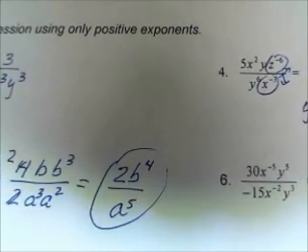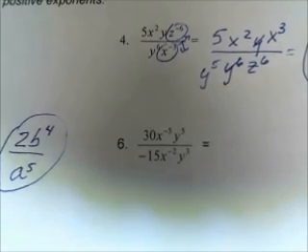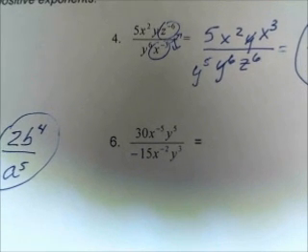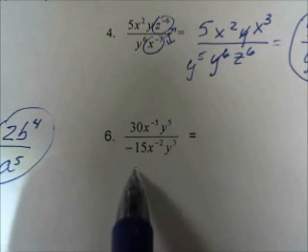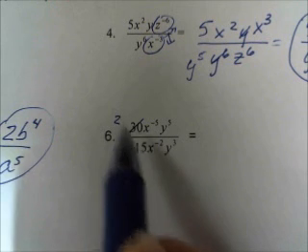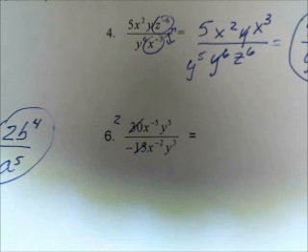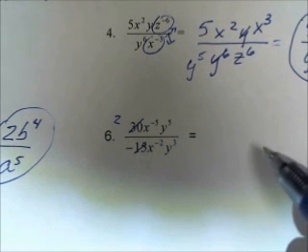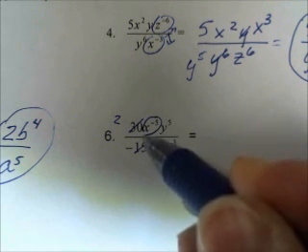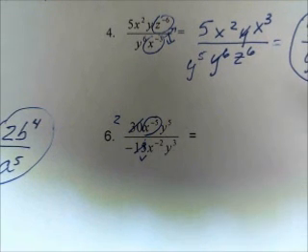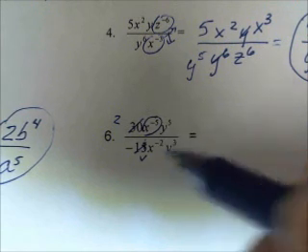And number 6. Again, we want only positive exponents. And notice here that the 30 and the negative 15, they can reduce. We can switch these, or I'm almost thinking about trying a different method, and that is actually subtracting.